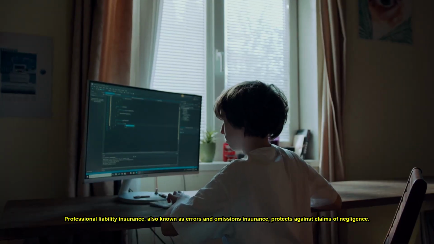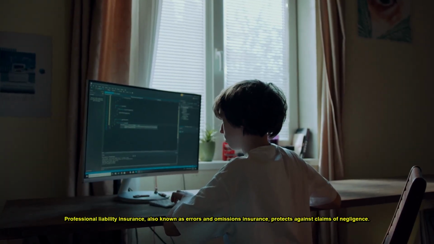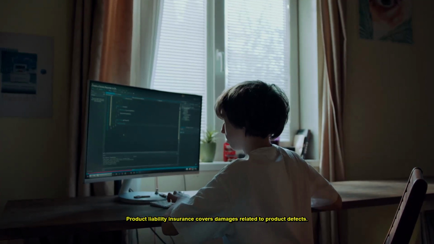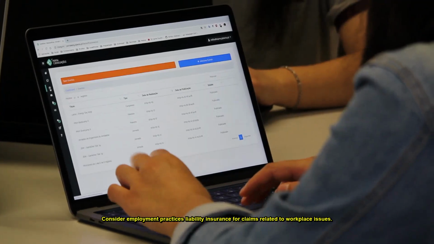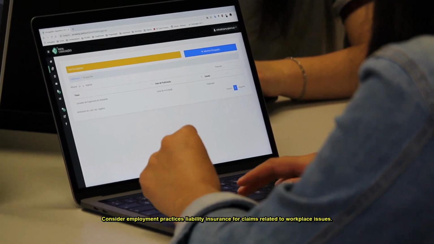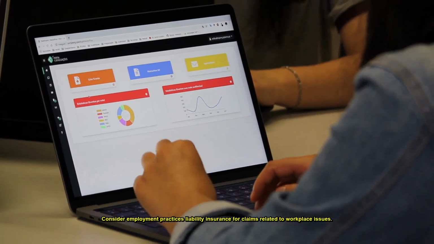Professional liability insurance, also known as errors and omissions insurance, protects against claims of negligence. Product liability insurance covers damages related to product defects. Consider employment practices liability insurance for claims related to workplace issues.